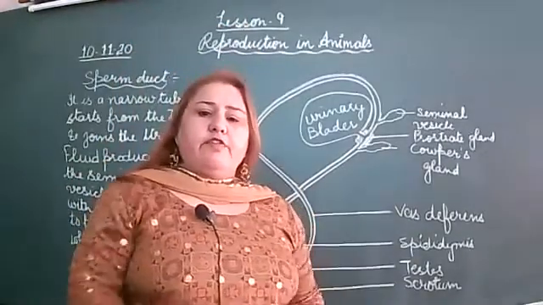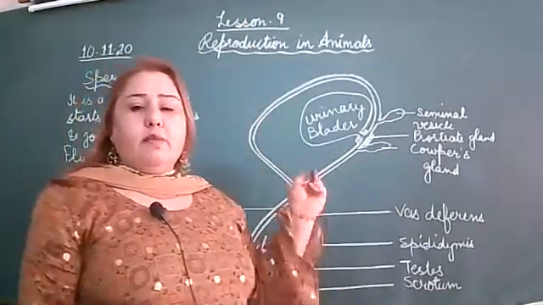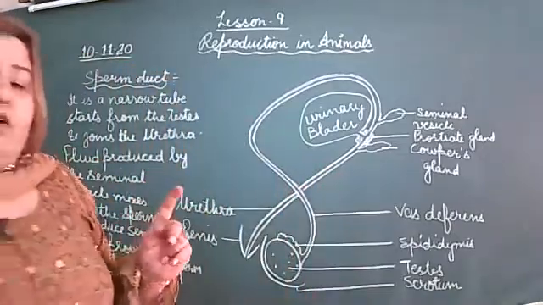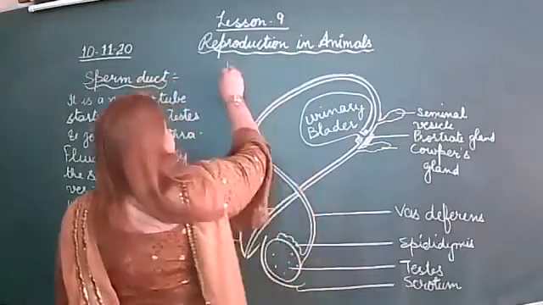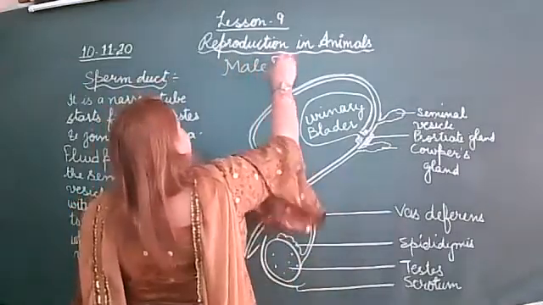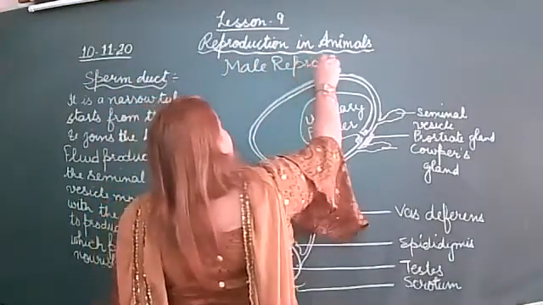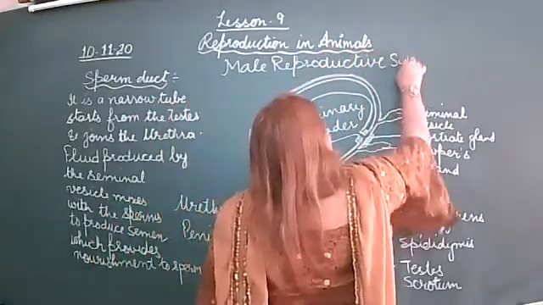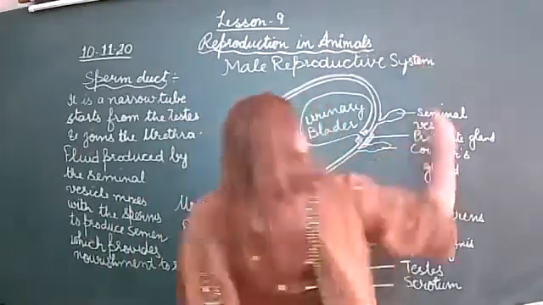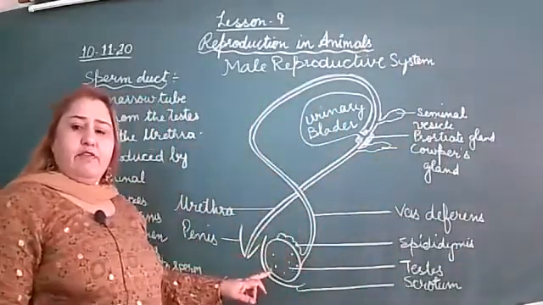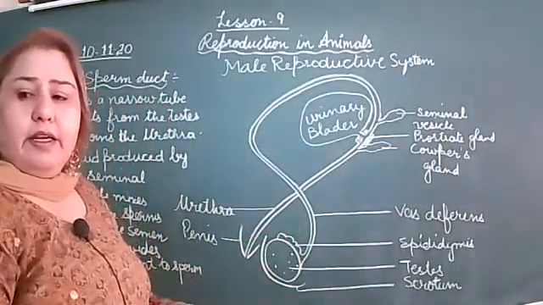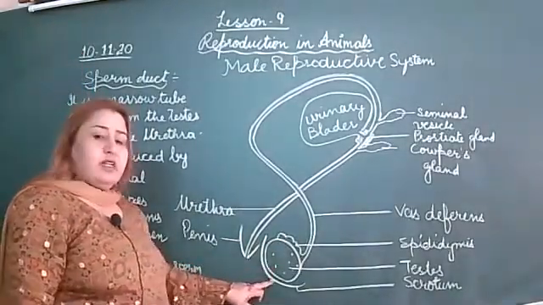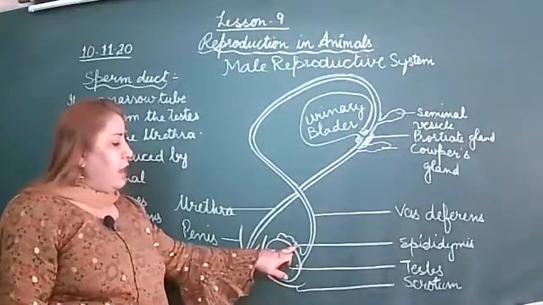Good morning, everyone. Yesterday we were discussing reproduction in animals, the male reproductive system. I had already made this diagram, that is the male reproductive system. You can see the different parts over here: testes, on the outer side the scrotum, and the epididymis.